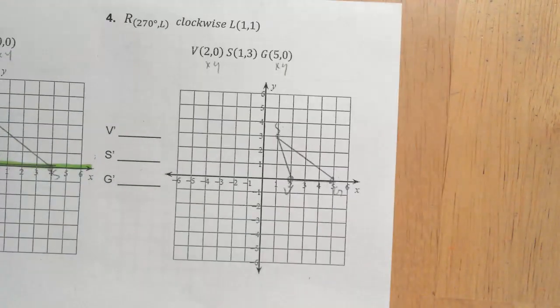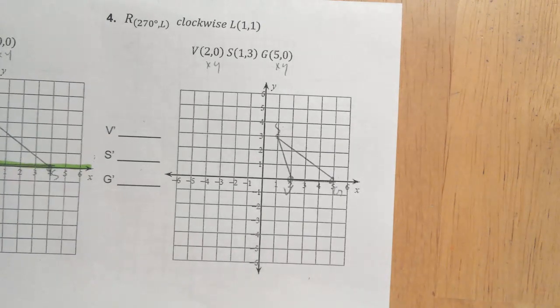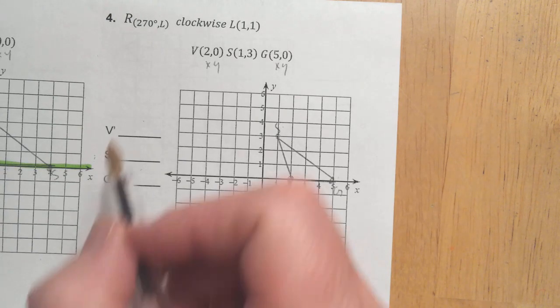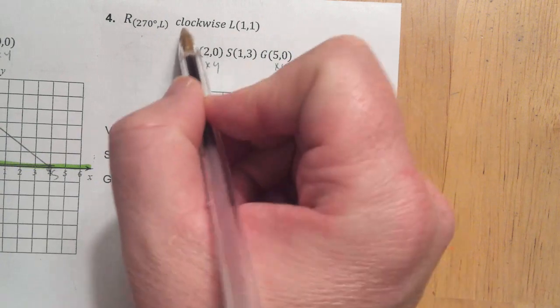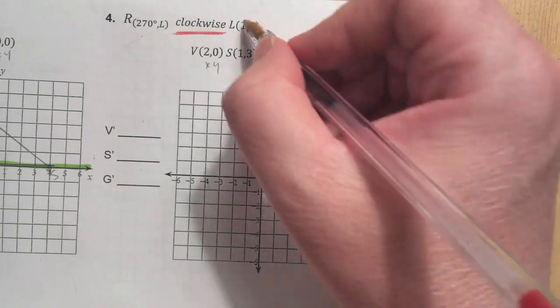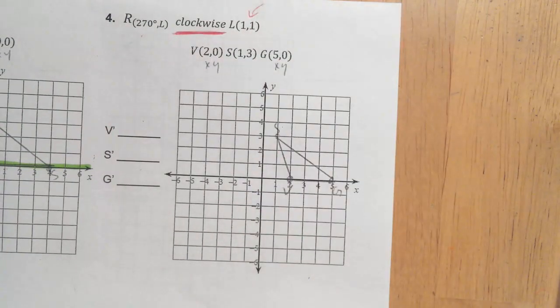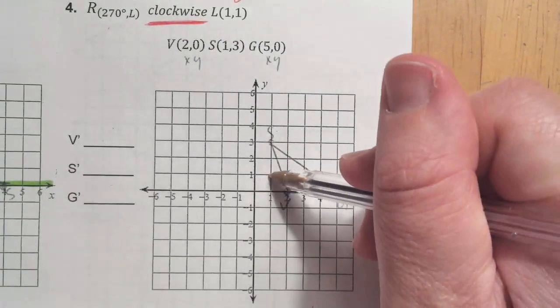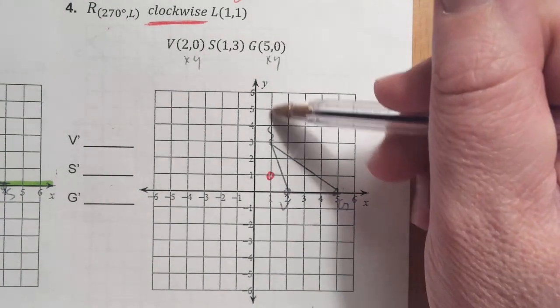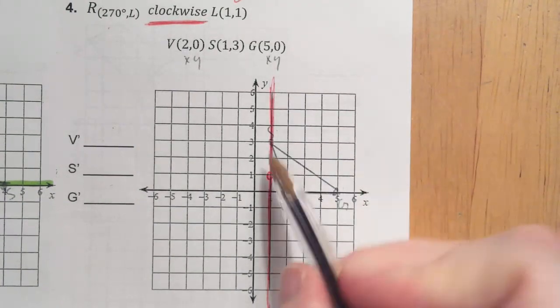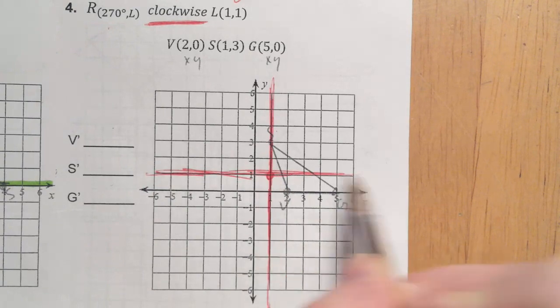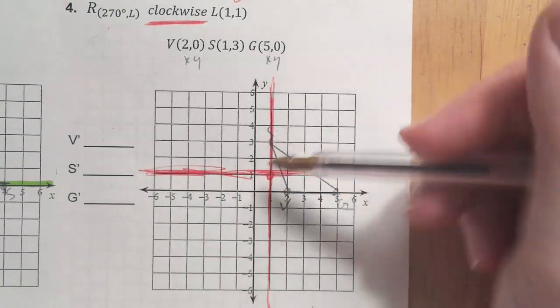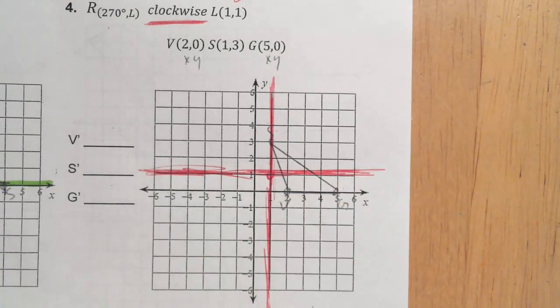All right. Okay, so on this one, we're at number 4 right now. Okay, they said that we're going to go 270 degrees. They said clockwise, so that's with the clock. And 1, 1 is going to be our fake axis line. So 1, 1, so right here. So I'm going to do that in red. 1, 1, boom. So focus just on the red, pretending that's my axis line.